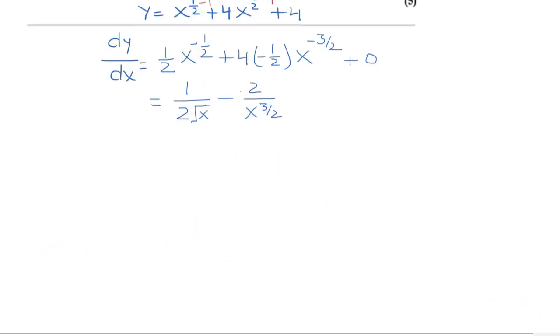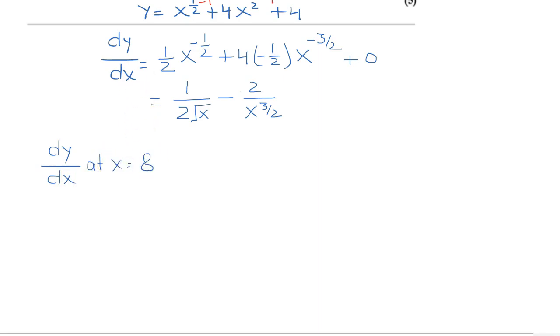Now we have to find dy over dx at x is equal to 8. So wherever we have x here and we have x here, we are going to put 8 there. So this will be equal to 1 over 2 root 8 minus 2 over 8 to the power 3 over 2. We have to find this in terms of a root 2.